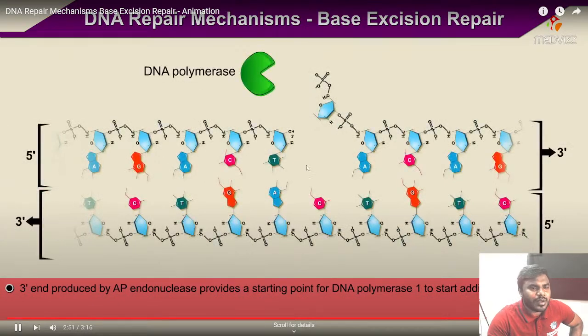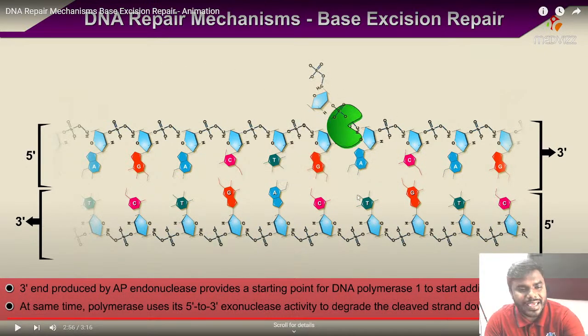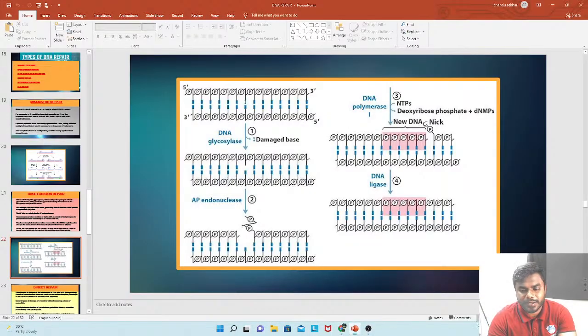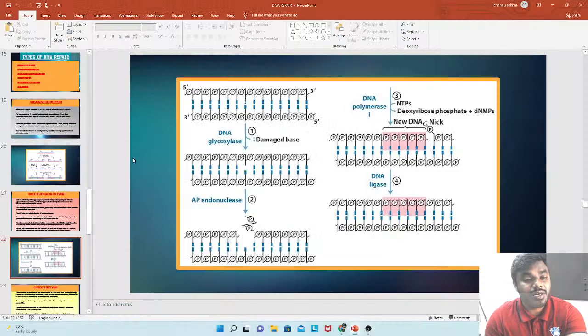Now who is going to come into the picture? DNA polymerase 1. DNA polymerase 1 starts adding nucleotides. Ligase will come and seal the nick. So that is the base excision repair mechanism. Depending on the type of base introduced, different types of glycosylases will come into the picture. I hope it's clear for everyone. If anyone has any doubt about the base excision repair mechanism, you can ask me. I will re-explain, please.